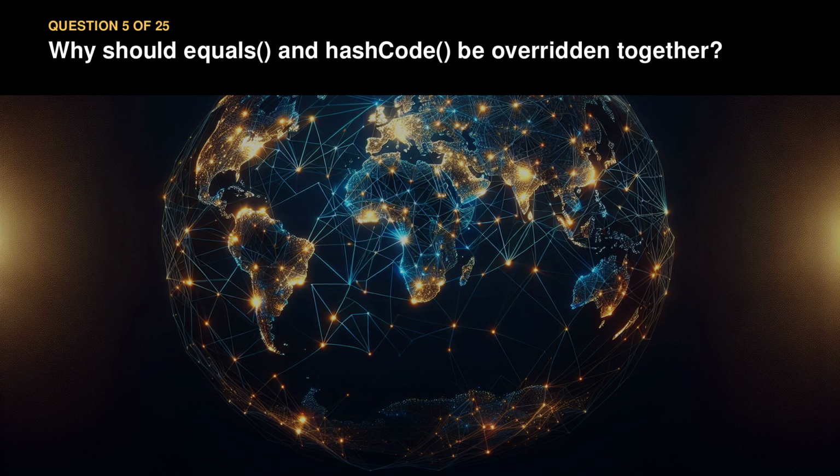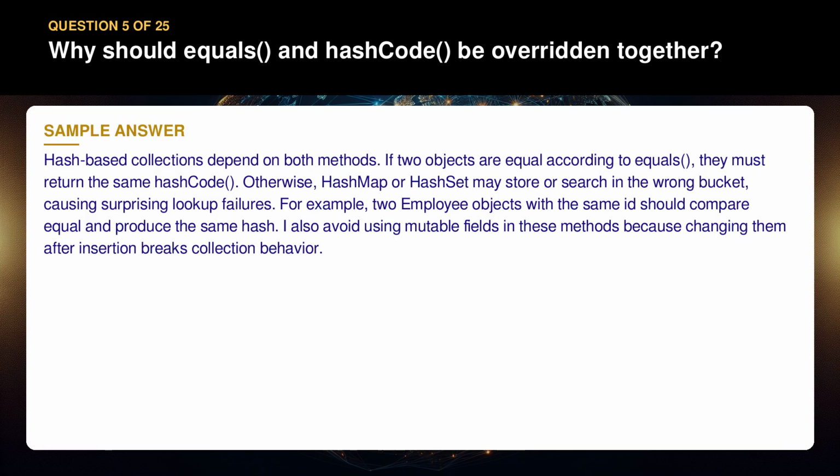Question 5. Why should equals and hashCode be overridden together? Hash-based collections depend on both methods. If two objects are equal according to equals, they must return the same hashCode. Otherwise, HashMap or HashSet may store or search in the wrong bucket, causing surprising lookup failures.